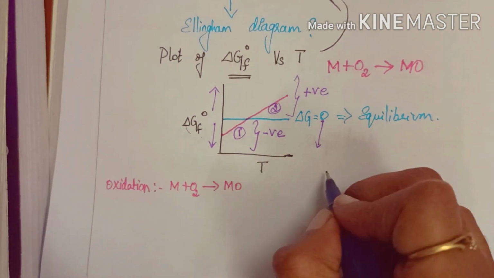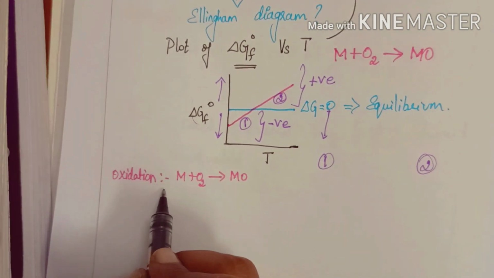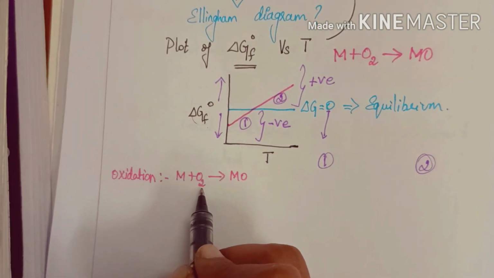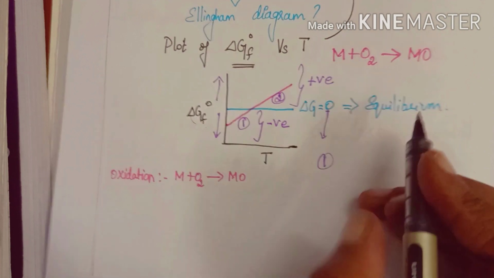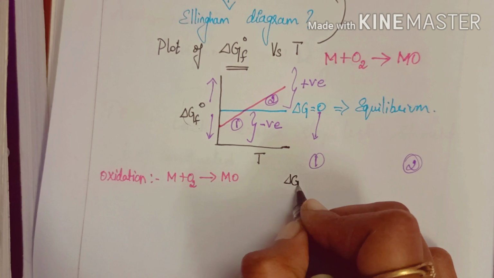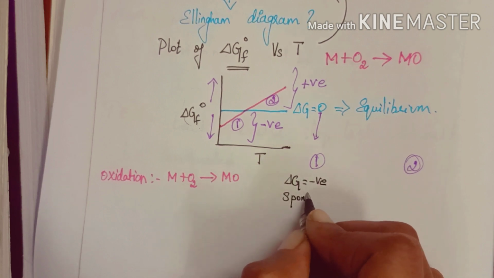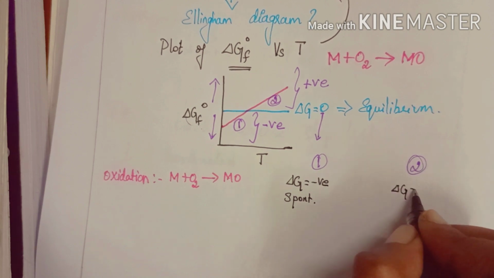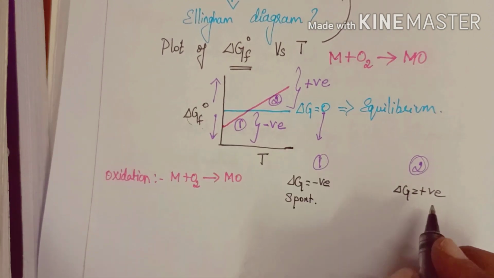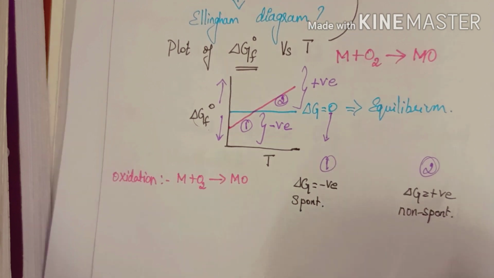Now, what happens in part 1 and part 2? For oxidation, that is metal combines with oxygen to form metal oxide, the first part is negative. So delta G is negative and hence the reaction will be spontaneous. But in the second part, delta G is positive, as we can see here. Therefore, the reaction will be non-spontaneous.